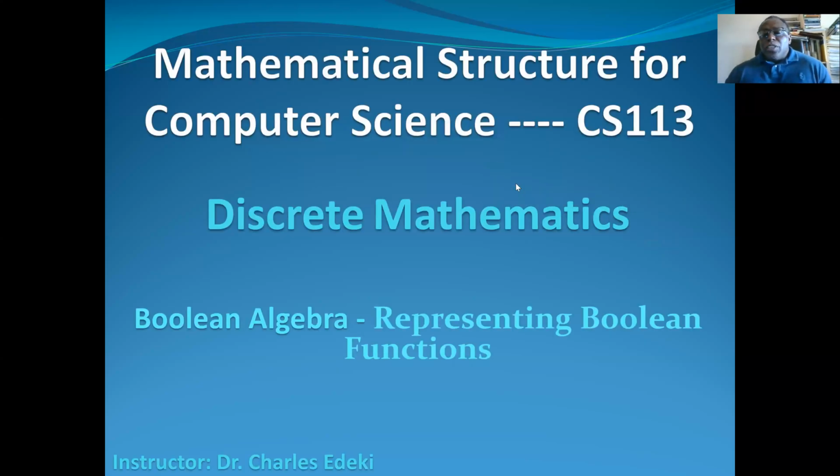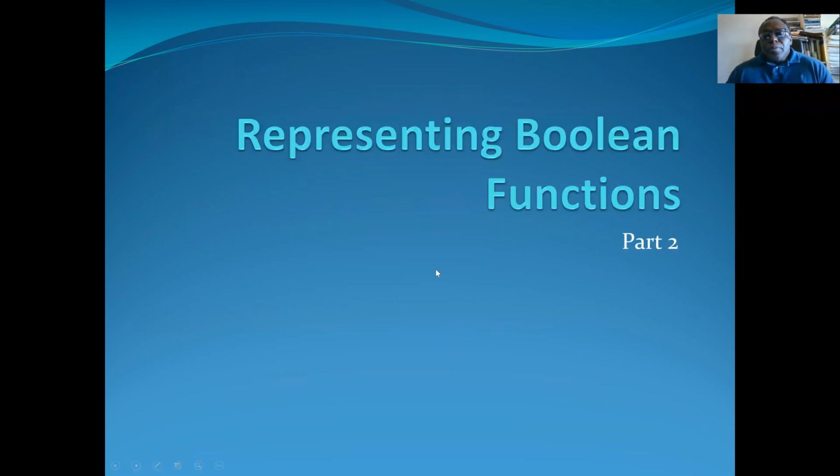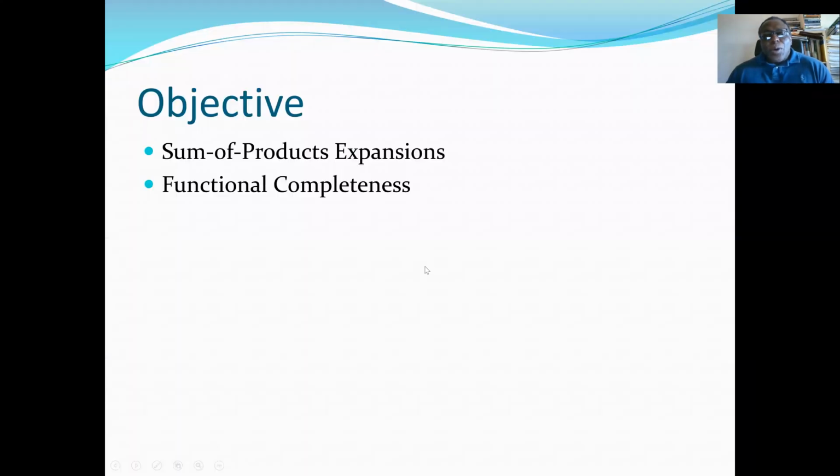Again, welcome to CS 113, Mathematical Structure for Computer Science, also known as Discrete Mathematics. In these lectures, we are going to continue with Boolean algebra, and here we are going to discuss representing Boolean functions. So our main objective is how to find the sum of product expansions, and also functional completeness.